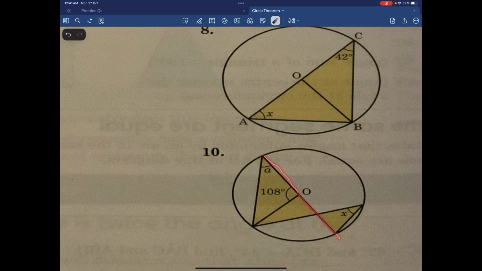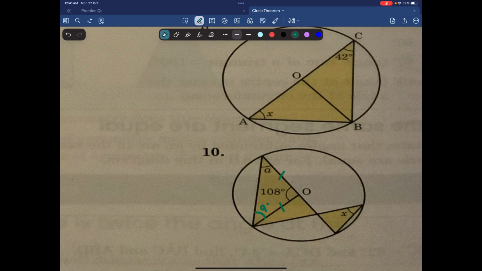Okay, so this is the chord, this is the angle made at the center of the circle. And we know that since this is the center, all these three lines are the radius. So we have an isosceles triangle here. If this is an isosceles triangle, then this side will also be equal to A.